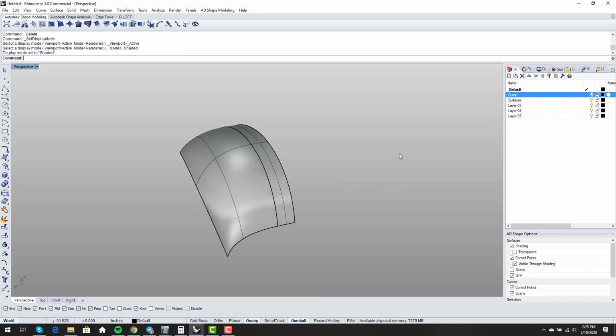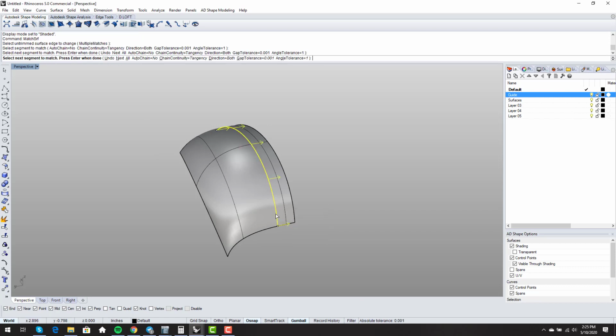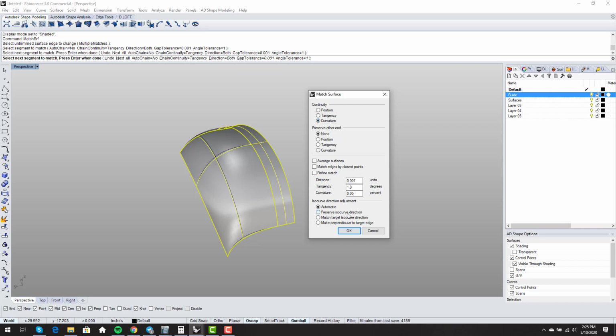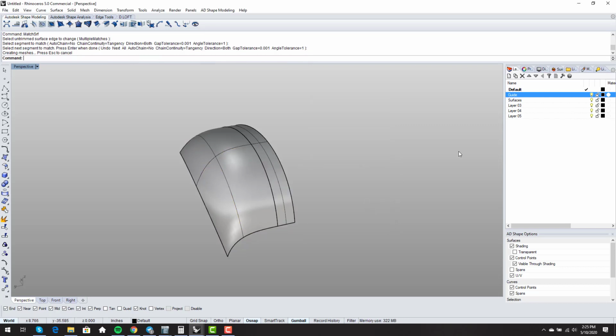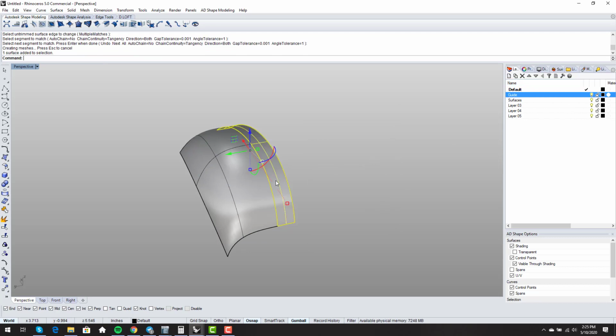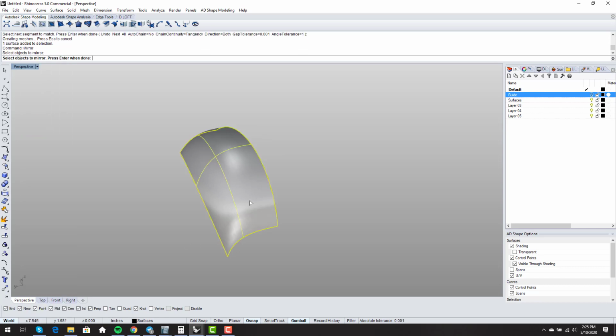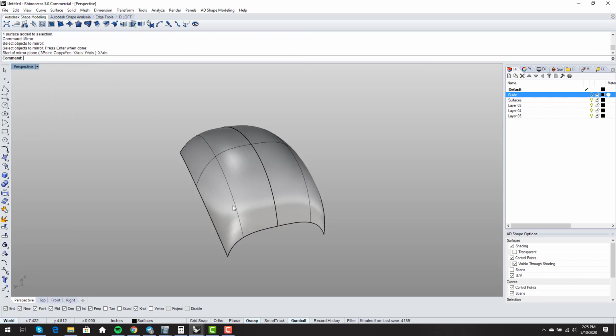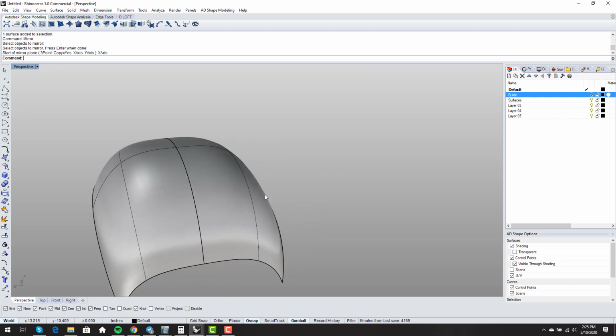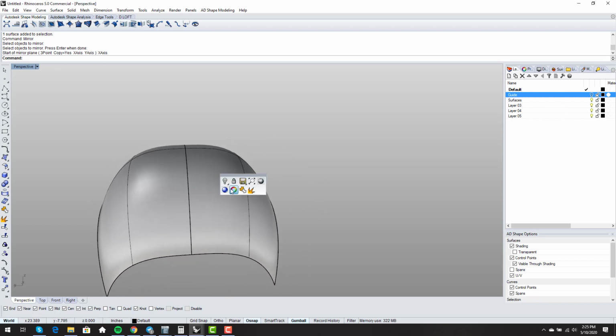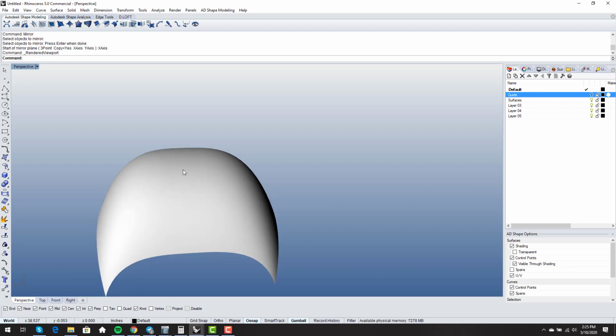Now let me show you what happens if you do what I say you shouldn't do, if you go curvature across this. So I'm going to match surf again, match this to this guide surface, and say curvature. You can see it's changing the shape of this. I'm going to turn off the guide and mirror this over, X-axis, good.